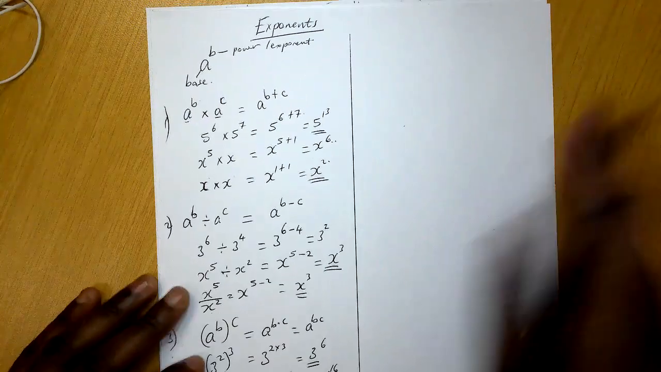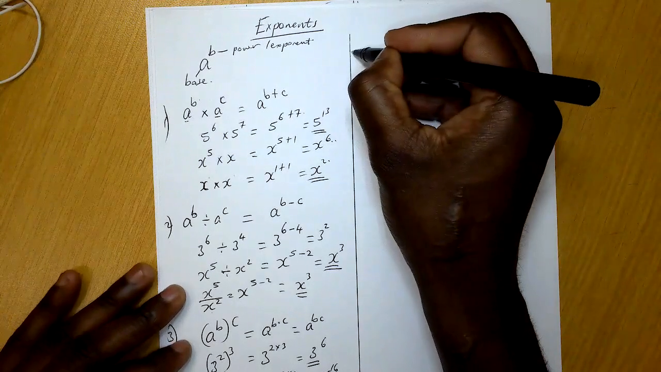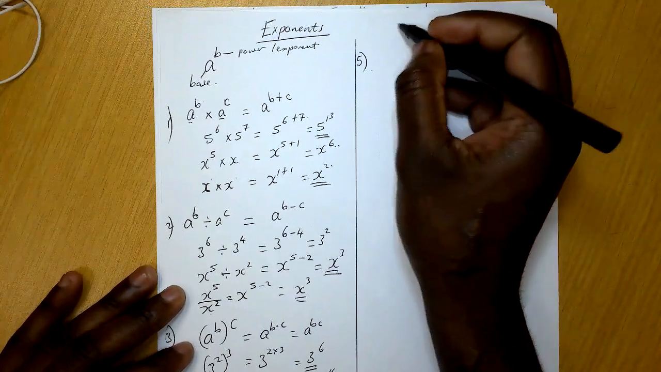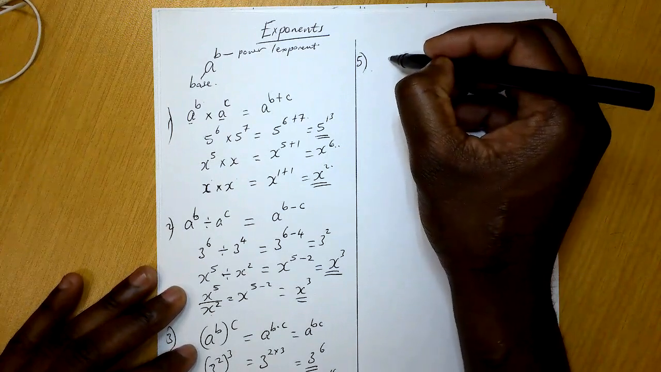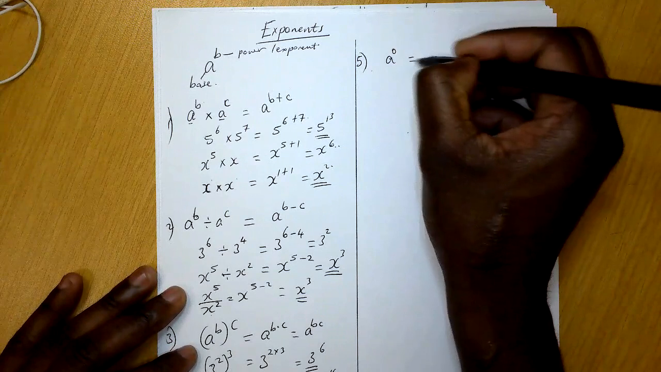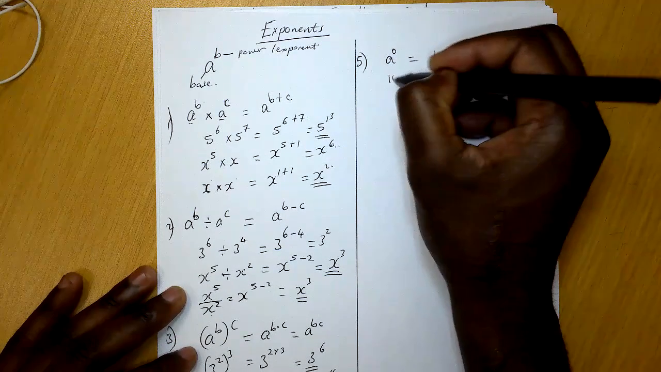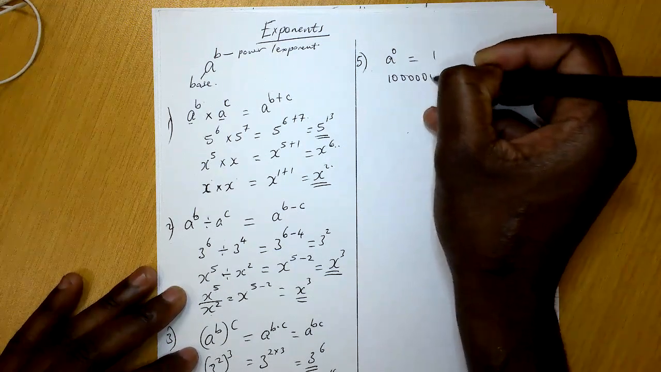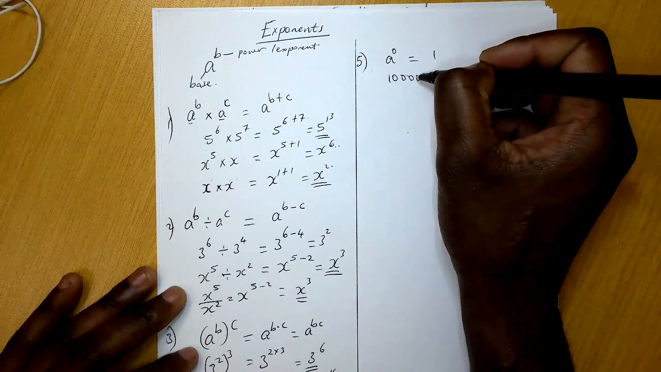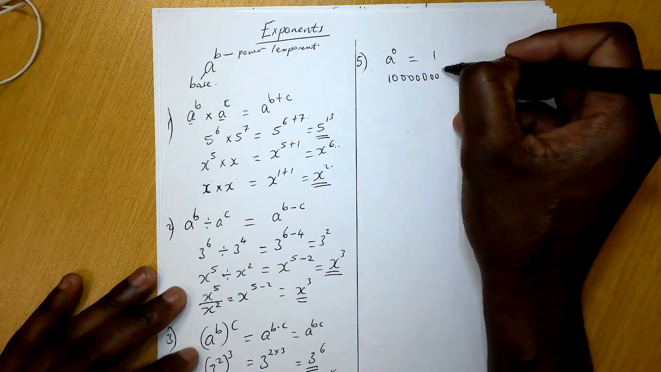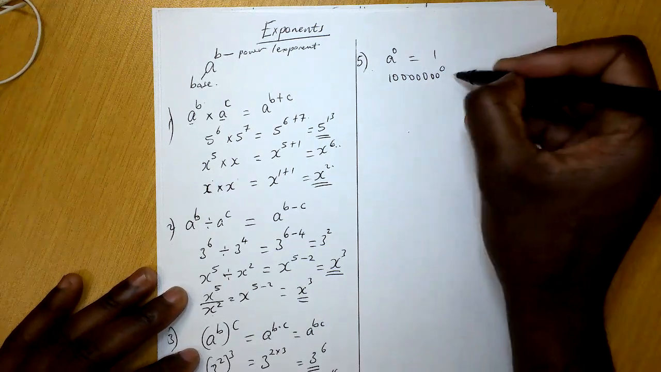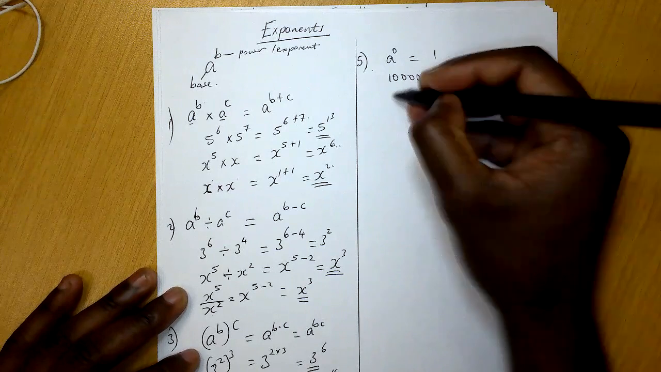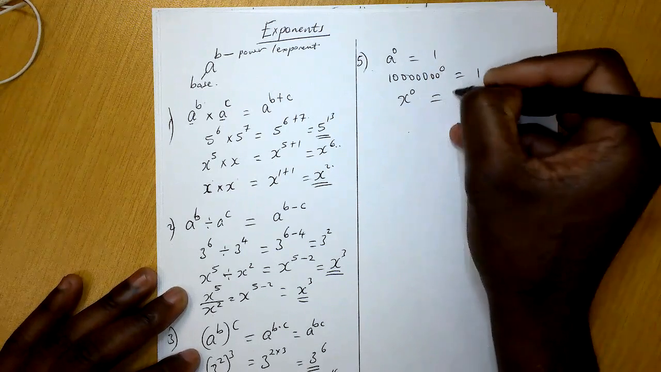Now, the fifth one: anything to the power of 0 must give us 1. Be it 1,000,000 to the power of 0, this must give us 1. X to the power of 0 must give us 1.